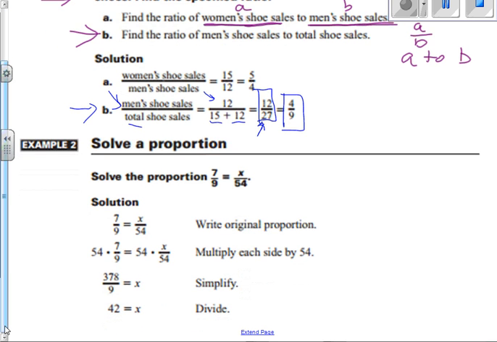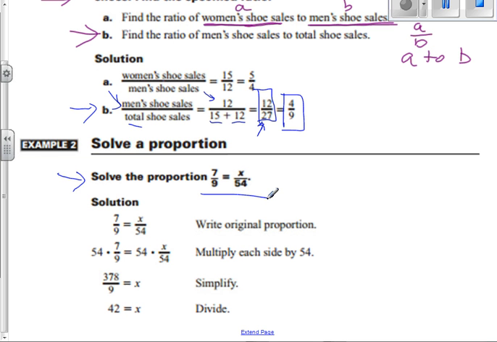So now let's look at example 2, solving a proportion. Remember, a proportion is two ratios that are equivalent. Here's my proportion right here, 7/9 is equal to x over 54. There are a couple ways you can actually solve this.